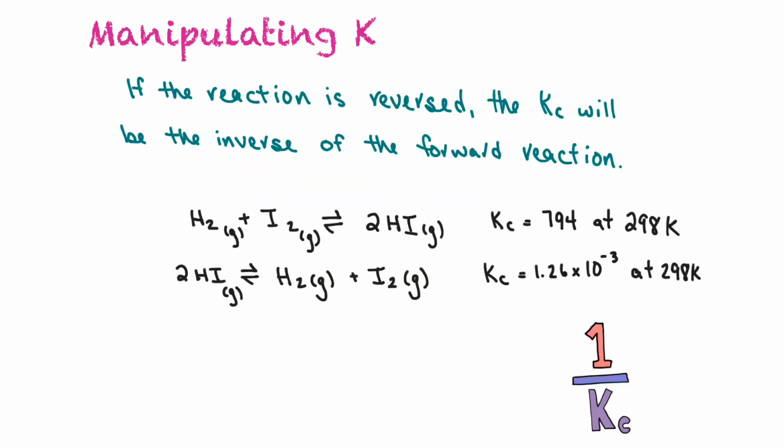So, manipulating K. If we reverse a reaction, the Kc, the equilibrium constant, will become the inverse of the forward reaction. And when you think about that, that does make sense because you would rewrite the equilibrium expression and the products and reactants would flip position, so it would be the inverse. So if we had this reaction, and Kc is 794 at 298 Kelvin, the reverse reaction would be the inverse. So you would just take 1 and divide it by 794, and you get 1.26 times 10 to the power of negative 3 at 298 Kelvin.